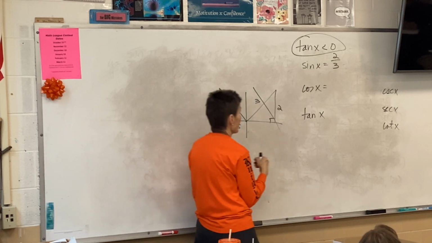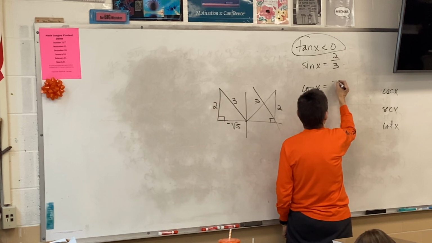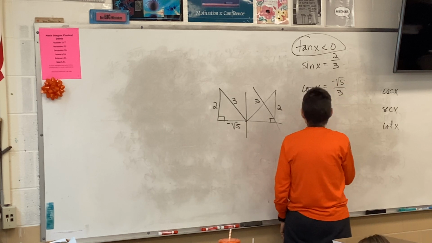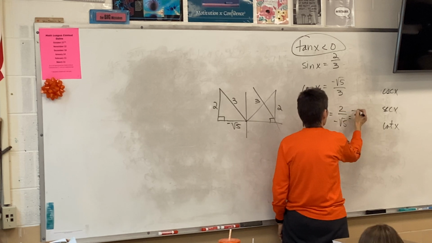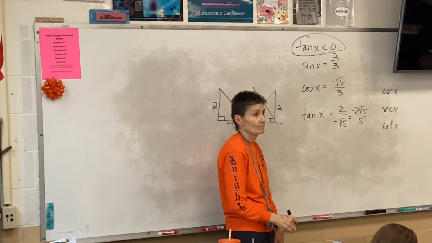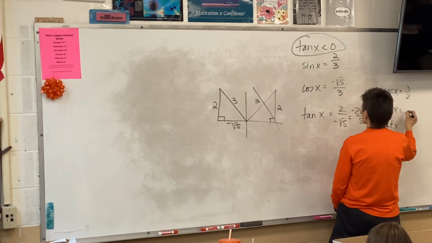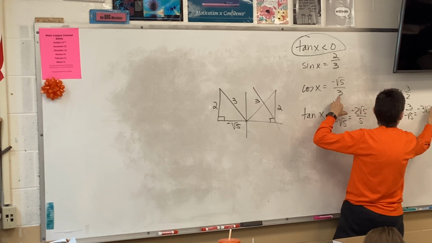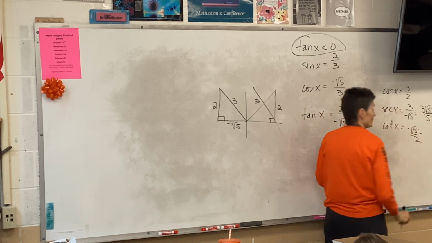So what is cosine? Negative root 5 over 3. And tangent? 2 over negative root 5, or negative 2 root 5 over 5. Are we good? And then our flips: cosecant is 3/2. Secant is 3 over negative root 5, negative 3 root 5 over 5. And cotangent is negative root 5 over 2.